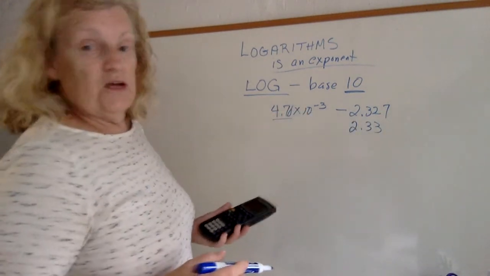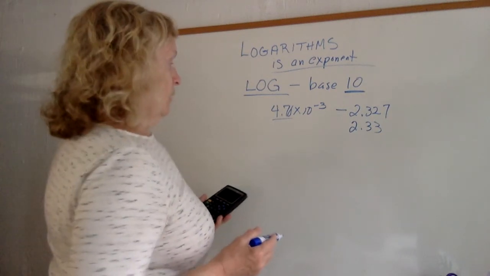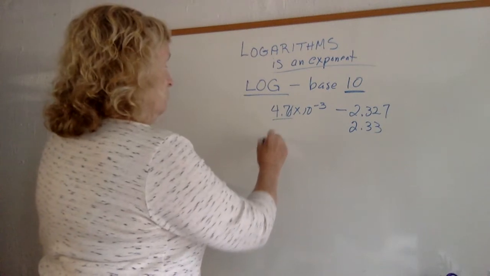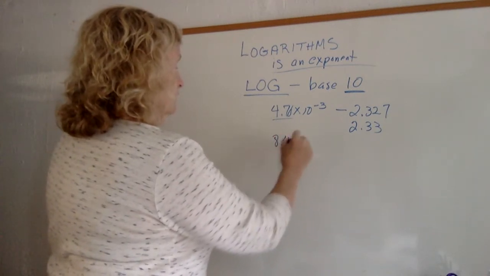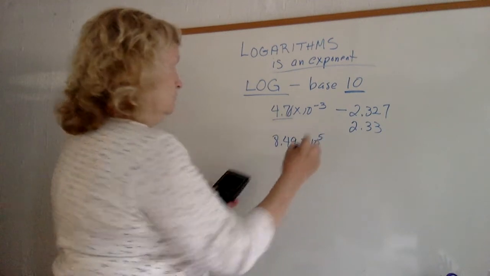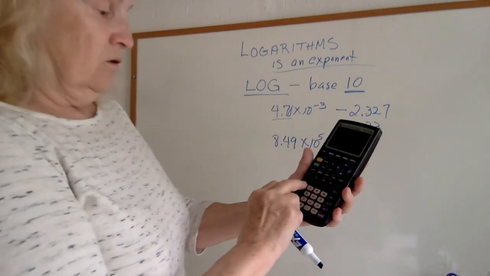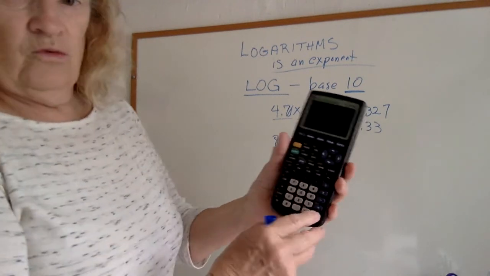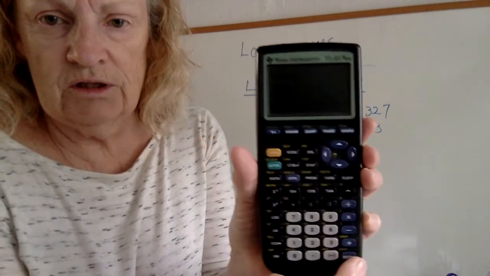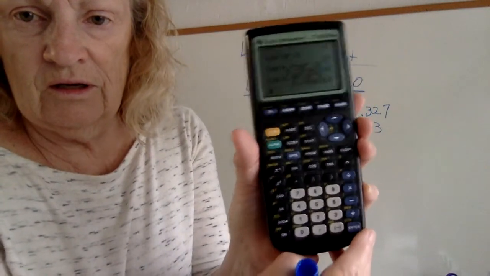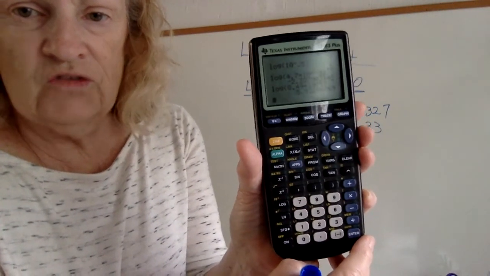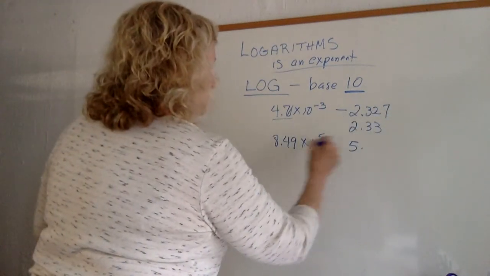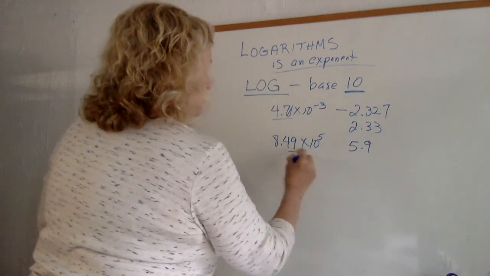Let's do a few more exercises like this. If my number is 8.49 times 10 to the 5th, I'm going to hit log 8.49 times 10 to the 5th, press enter, and try to get the light shining on this properly. It's 5.928, so to 2 decimal places, 5.93.